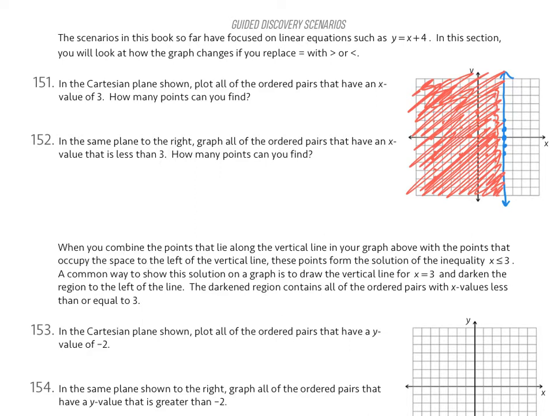When you combine the points that lie along the vertical line in your graph above with the points that occupy the space to the left of the vertical line, these points form the solution of the inequality x is less than or equal to 3. A common way to show this solution on a graph is to draw the vertical line for x equals 3 and darken the region to the left of the line. The darkened region contains all of the ordered pairs with x values less than or equal to 3. Less than 3 is the red part, equal to 3 is the blue part.